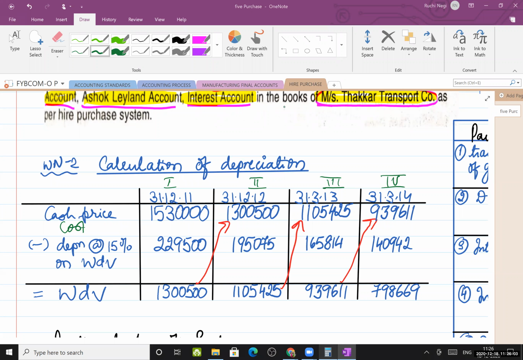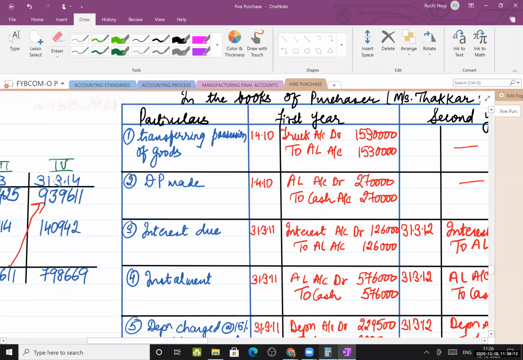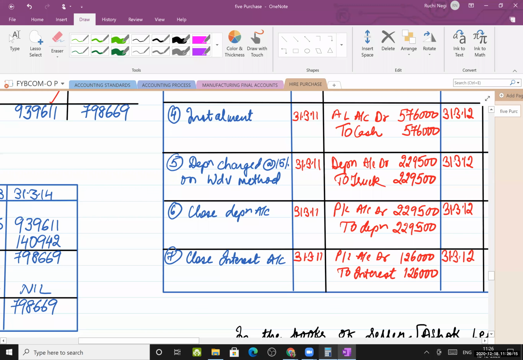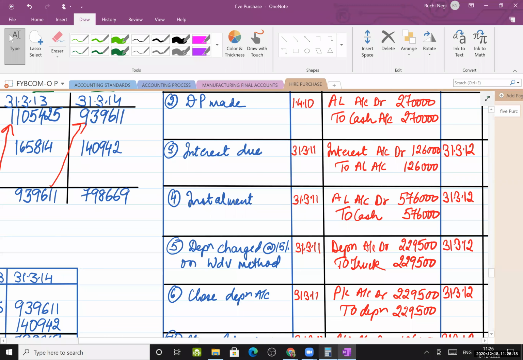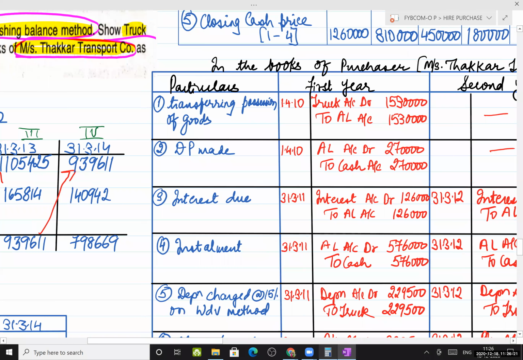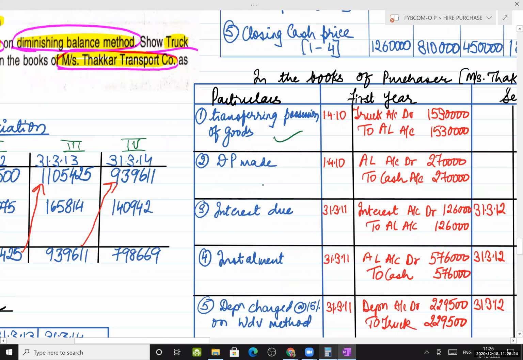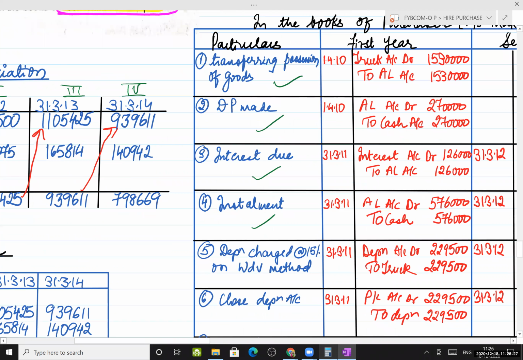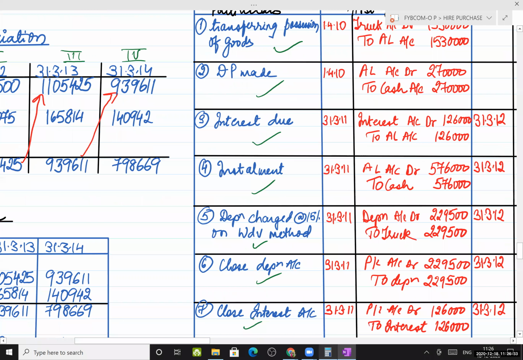Okay, thanks. Next, our two main things are done, that is interest and depreciation. And now we will pass journal entries. Okay, so to pass journal entries you have to follow these steps. What are these steps? These 7 steps. First, transferring possession of goods, then down payment, interest, installment, then depreciation, then closing depreciation, and lastly, close the interest. Okay, so these 7 entries are nothing but your 7 steps which you follow for recording the transactions under hire purchase.